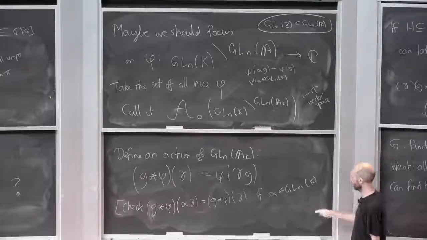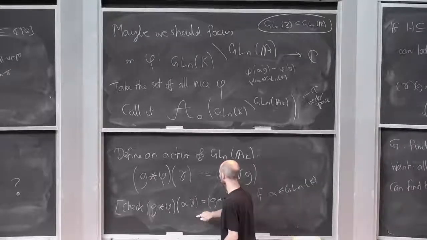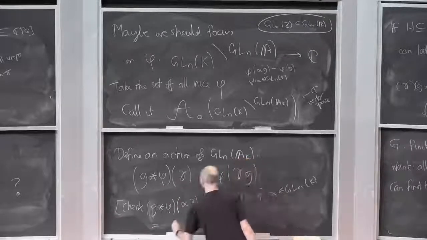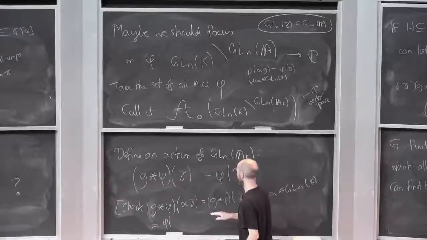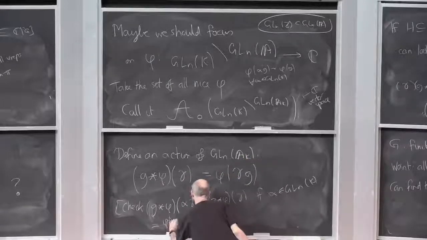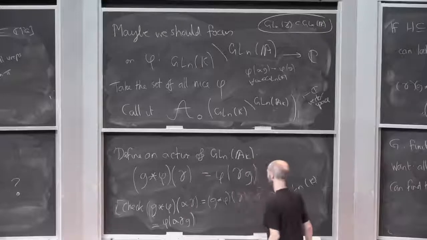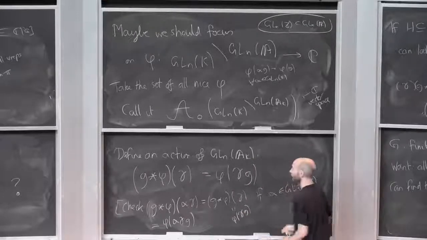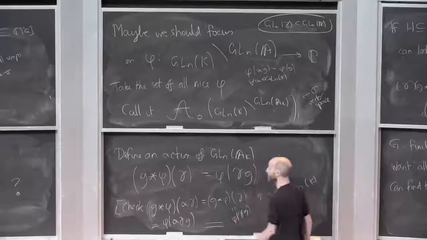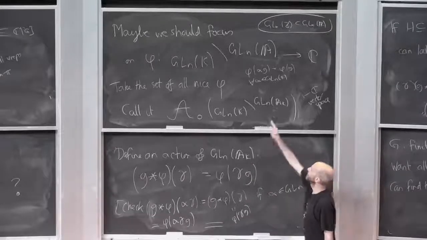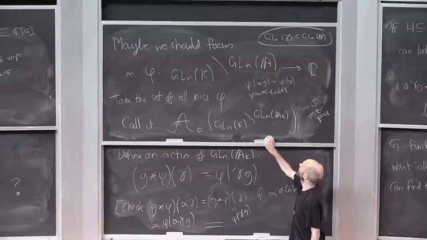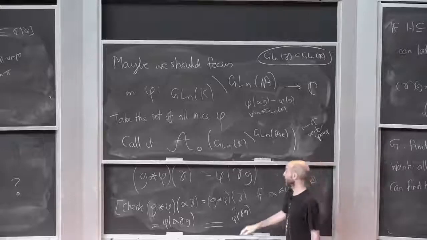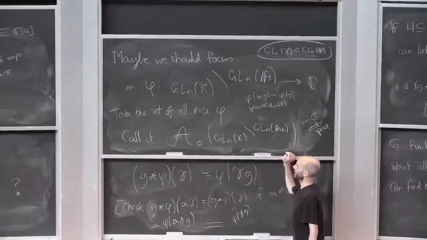g star phi of alpha, g star phi of alpha gamma, that equals phi of alpha gamma g. And g star phi of gamma, this is phi of gamma g. And lo and behold, these are the same. So this is good, yeah? Because phi is a function on this quotient space. So phi has the property that phi of alpha x equals phi of x for all x. So in particular, phi of alpha gamma g equals phi of gamma g.